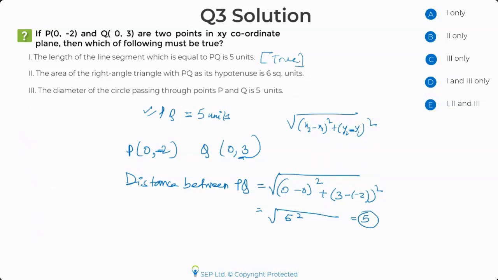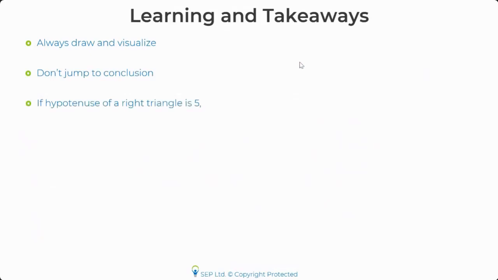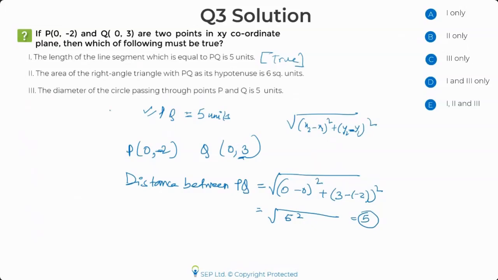Now let's come to the other two cases, and I'm going to directly use the takeaway slides to help explain, because it's kind of difficult to draw the diagram. So the second statement is: the area of the right angle triangle with PQ as the hypotenuse is 6. So I'm looking for a triangle with PQ here as the hypotenuse, and I'm saying that the area of this is 6 units. A lot of you, especially those who marked the answer as E, said that this is actually correct. Now let's talk about that first, very quickly.